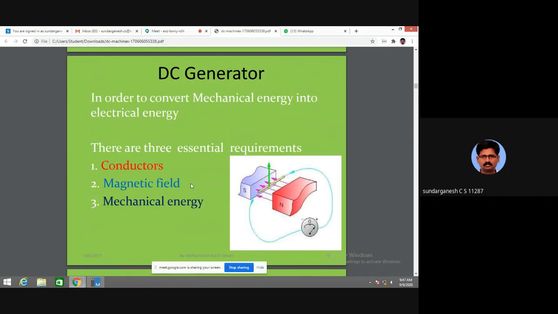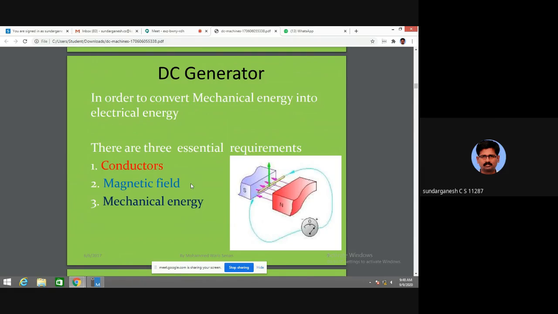It will convert mechanical energy into electrical energy. So there are three essential requirements for a DC generator. You require conductors. So what does conductor mean? In our machine it is the rotor. So the rotor is the conducting material.